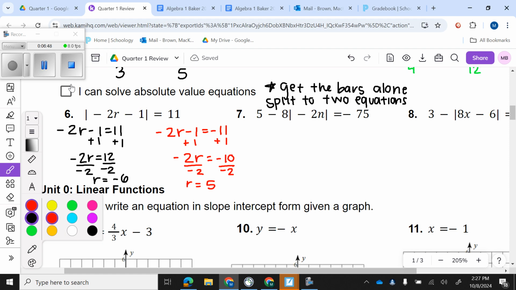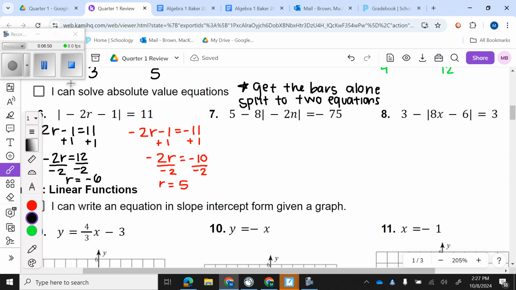All right, number 7, we have to get the bars alone. Right now, these bars are not alone. So I'm going to start by moving this 5. I'm going to subtract 5 from both sides. And I'm going to have negative 8 times the absolute value of negative 2n equals, put that in your calculator, you should get a negative 80. All right, this negative 8 is being held on by multiplication.